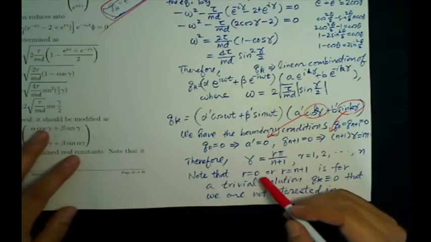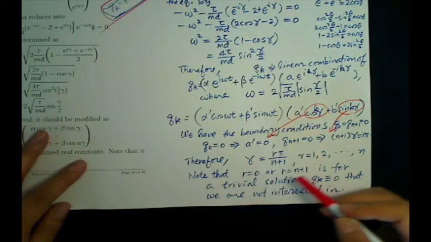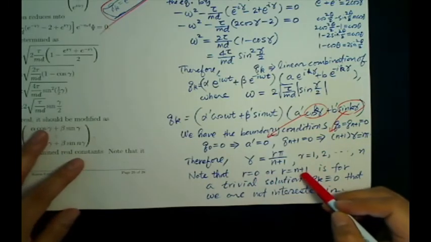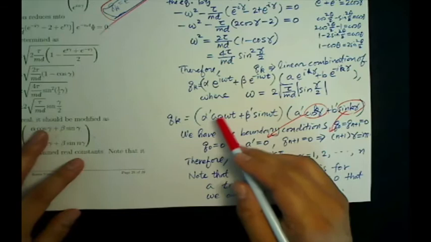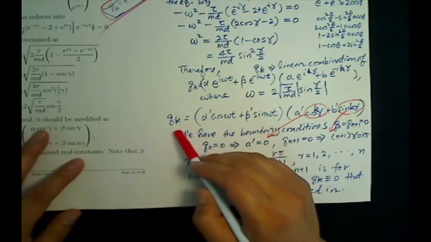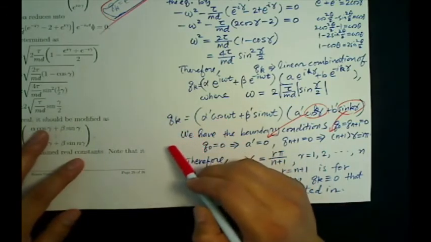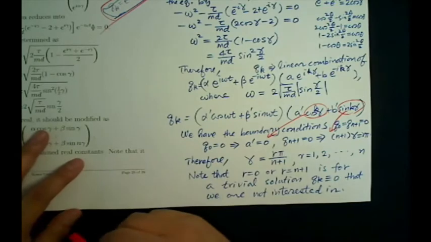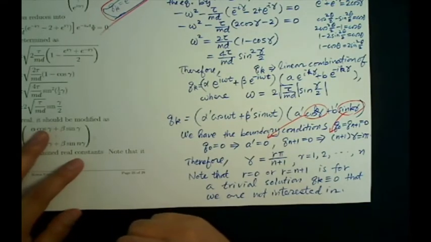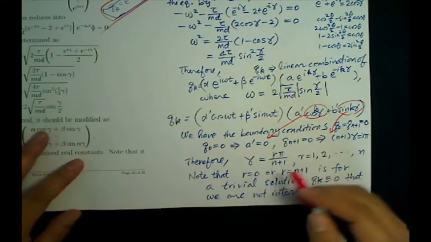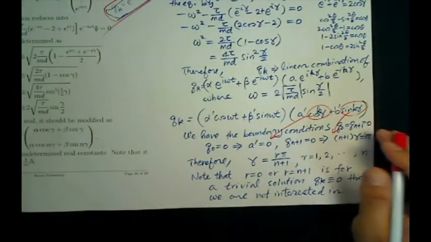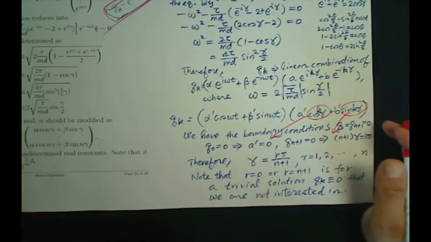Note that r equals 0 and r equals n plus 1 give exactly 0 for this answer. That means this answer becomes a trivial solution, and we are not interested in the trivial solution. That does not make any sense for the vibration. It does not vibrate at all.